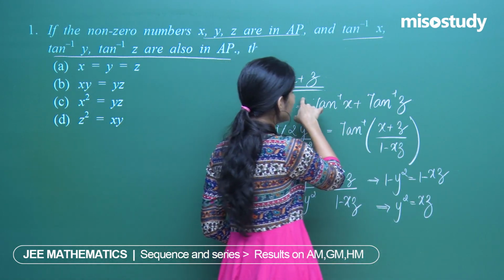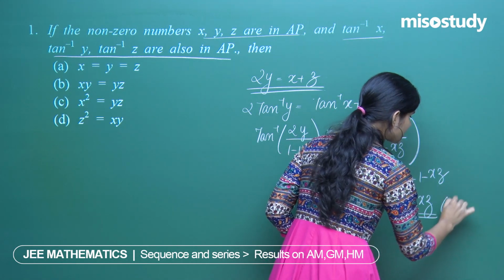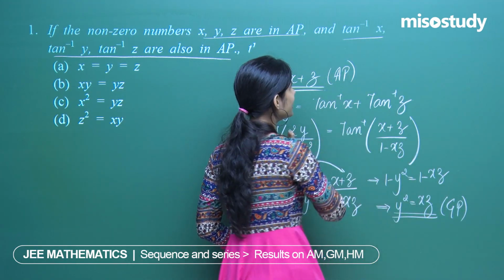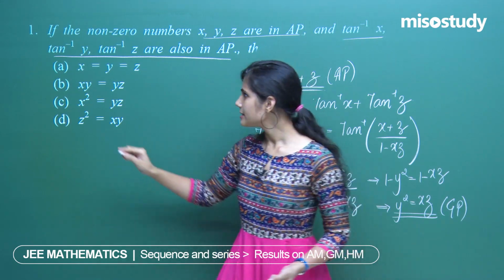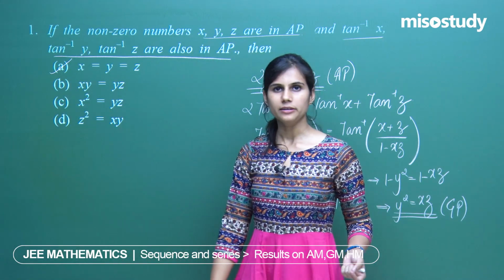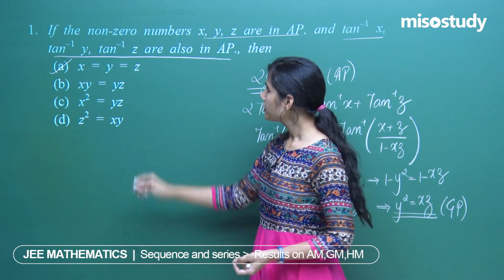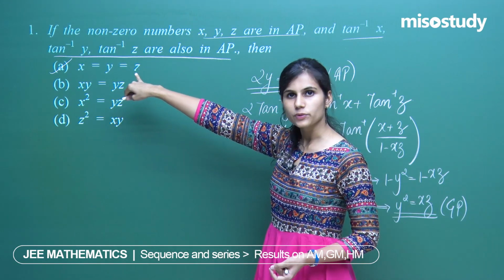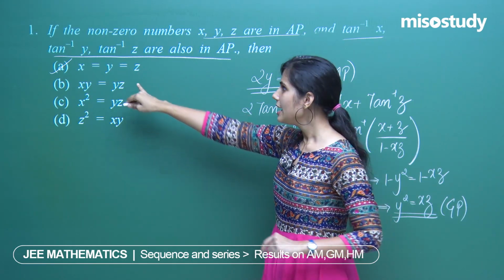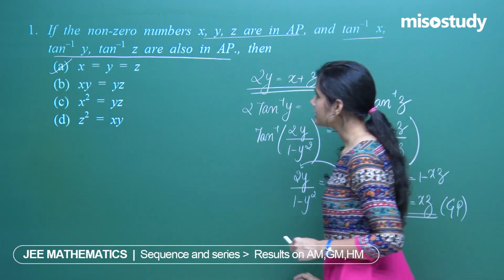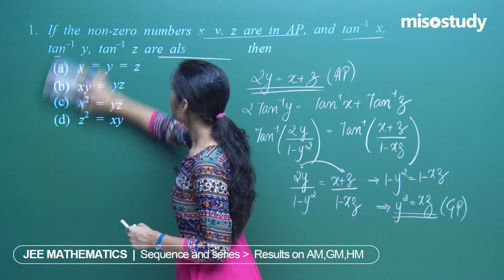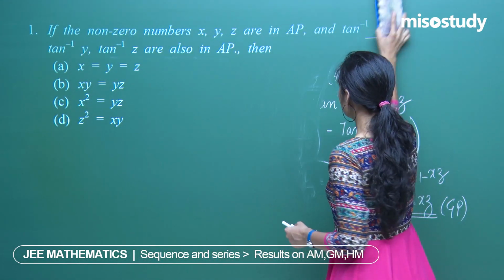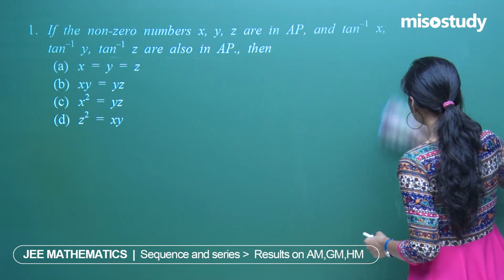So x, y, z are in AP, and from here you can say x, y, z are in GP. So if three numbers are in AP as well as GP, then that only means that all three are equal. We began with these three terms being in AP. Because of the second argument given to us, we concluded that they are in GP as well, and therefore all these three numbers have to be the same. Only then can they be in both AP as well as GP. So that's how we deal with this question. Let's move on to the next one.